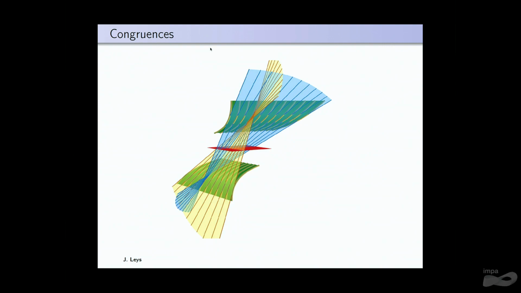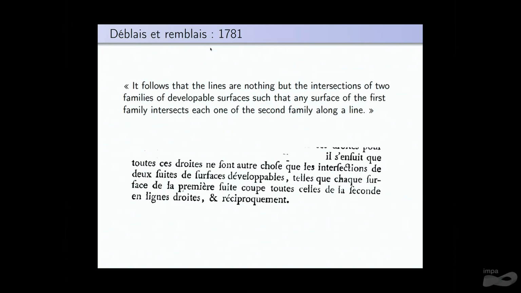This is a complex of lines. In yellow, you have all the lines of the same family. This is a developable surface. And in blue, you have all the lines in the other family, which defines another developable surface. So what Monge says is that it follows that the lines are nothing but intersections of two families of developable surfaces, such that any surface of the first family intersects each one of the second family along a line. So he proves that, except that he's cheating a little bit because the line may be complex and not real.